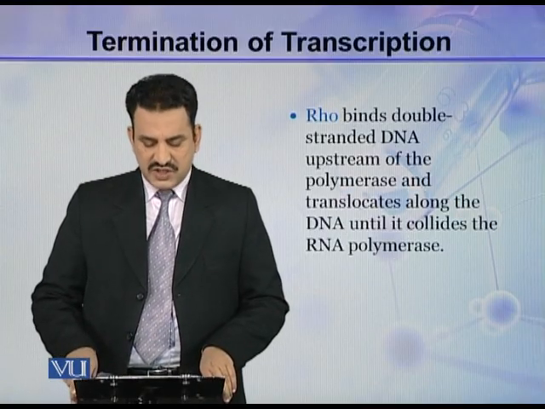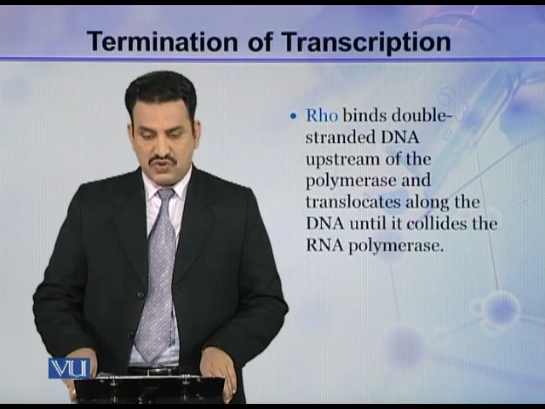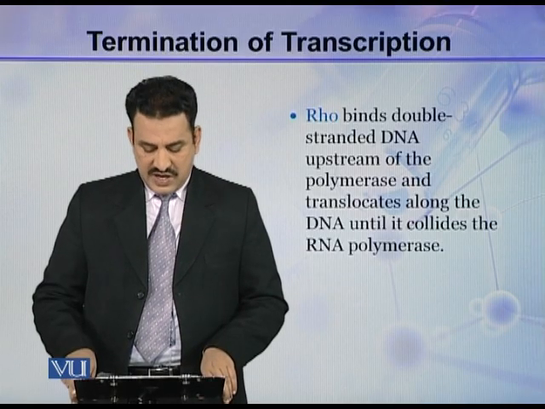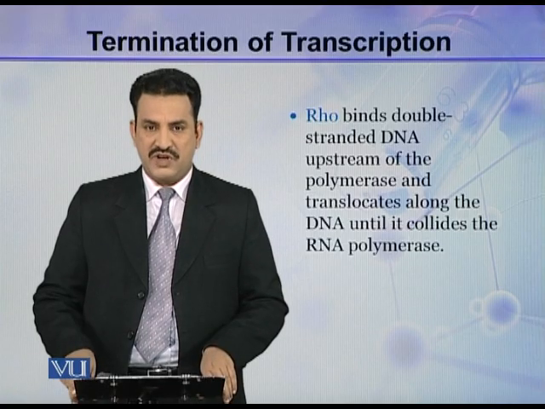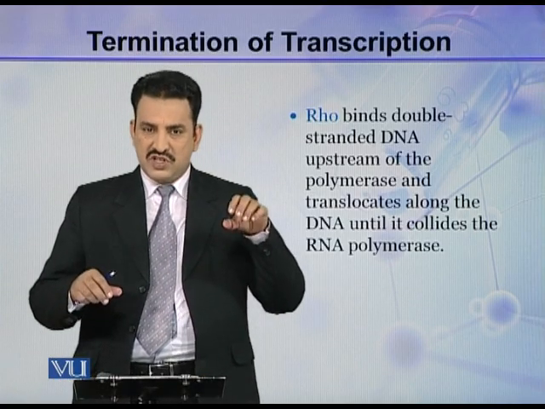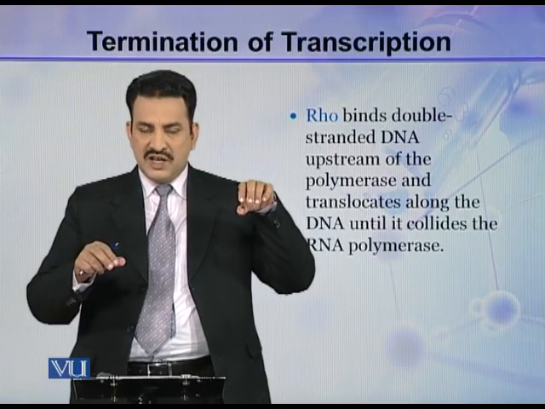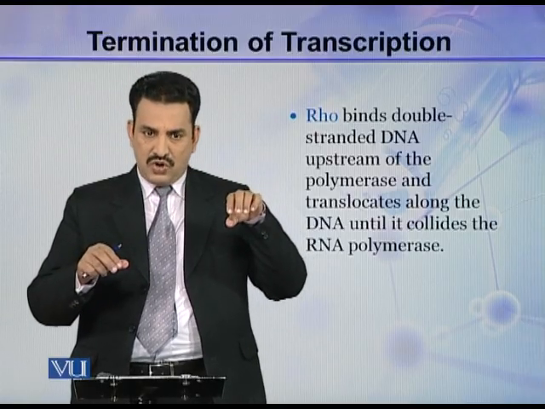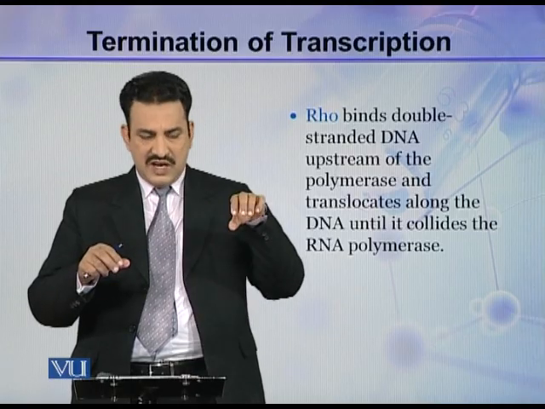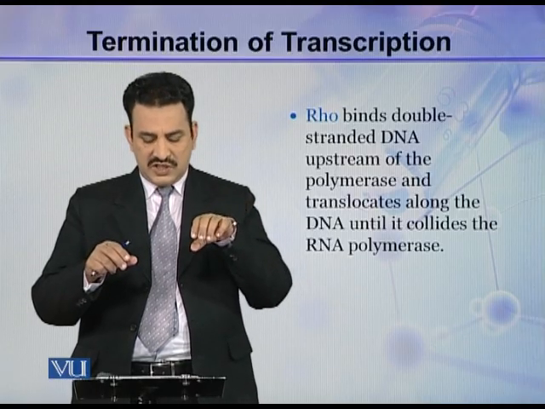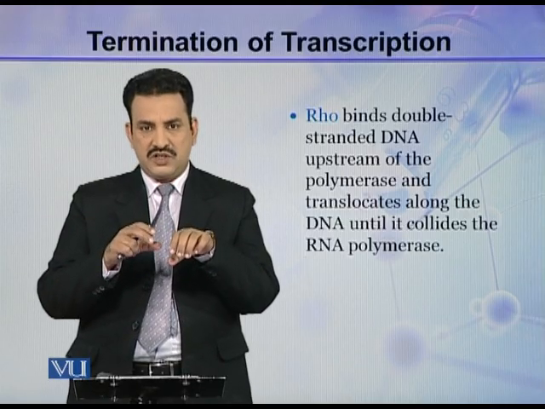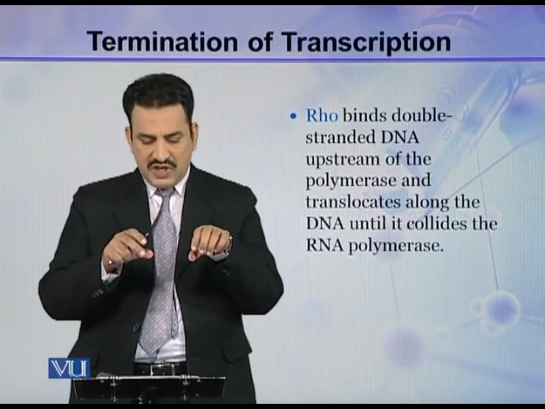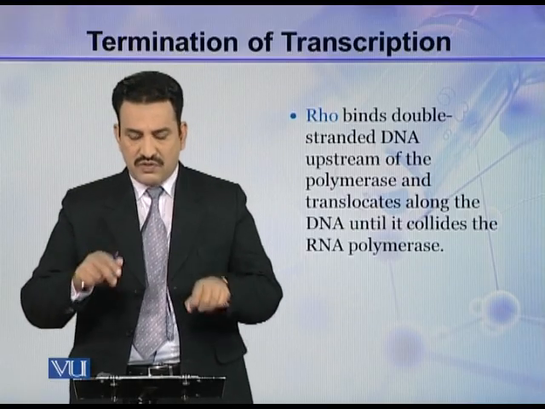RHO binds double-stranded DNA upstream of the polymerase and translocates along the DNA until it collides with the RNA polymerase. So it binds to the DNA upstream, and then it translocates along the DNA strand. And as it translocates, it finally collides with the polymerase, which is present at some site. And in this way, it pushes the polymerase forward.